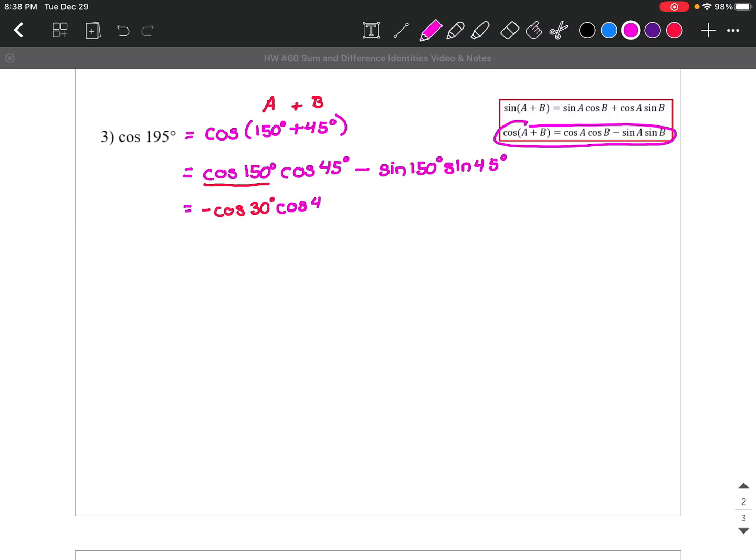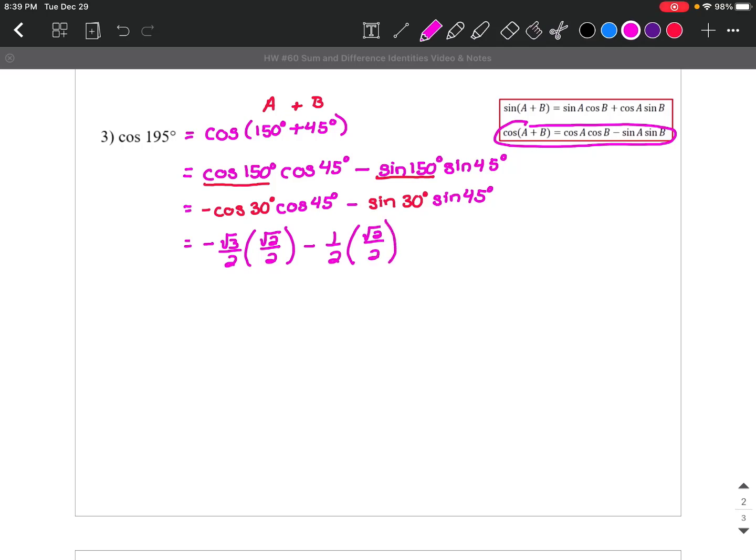Then we have the cosine of 45 degrees minus, and if we look at this sine of 150 degrees, because 150 is not a special angle, it's in the second quadrant, which means sine is positive, and the reference angle is 30 degrees. Then we bring along our sine of 45 degrees. Now it's time to find our values. So it's the negation of cosine of 30 degrees, which is radical 3 over 2, times cosine of 45 degrees, which is radical 2 over 2, minus the sine of 30 degrees, which is 1/2. The sine of 45 degrees is radical 2 over 2.